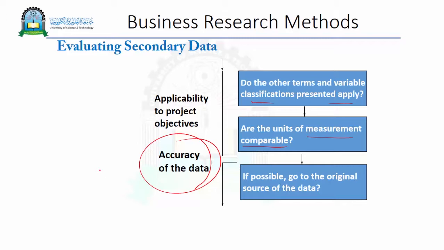The first one, of course, is if possible, go to the original source of the data. This is very, very important, and I talked about it just a minute ago. If there is a chance for the researcher to go to the original source and check the data and find out the way they have collected the data, if it's scientific, accurate, I can go ahead. Otherwise, I will not use it because it is not accurate.